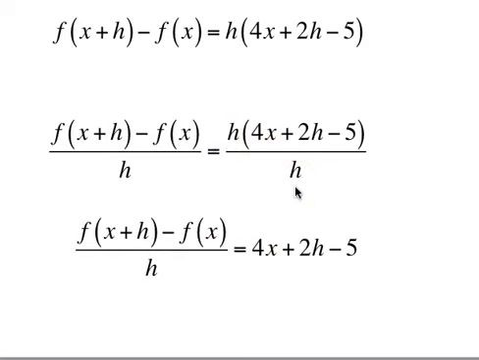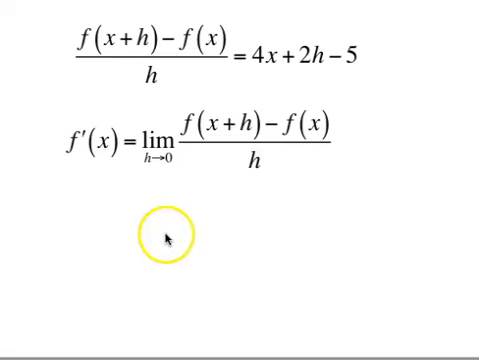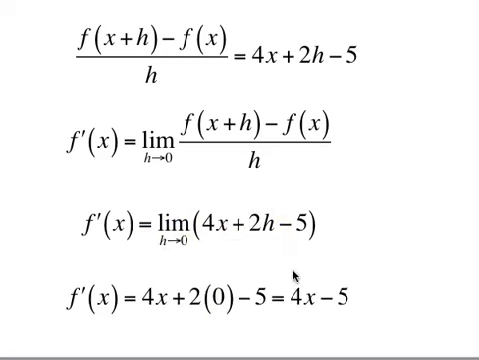But the derivative is the limit as h goes to 0 of all this. So I'll finish it by saying limit as h goes to 0 of both sides here will be our derivative function. f prime of x, limit as h goes to 0, f of x plus h minus f of x over h. So that's the limit as h goes to 0 of 4x plus 2h minus 5. Plug a 0 in for h. 4x plus 2 times 0 minus 5, and our derivative function is 4x minus 5.